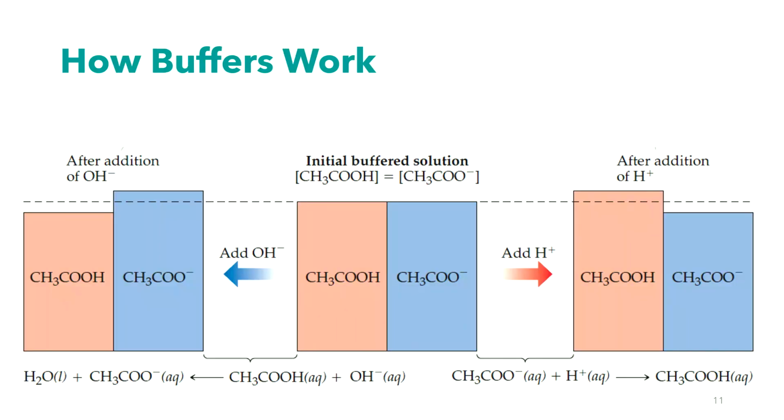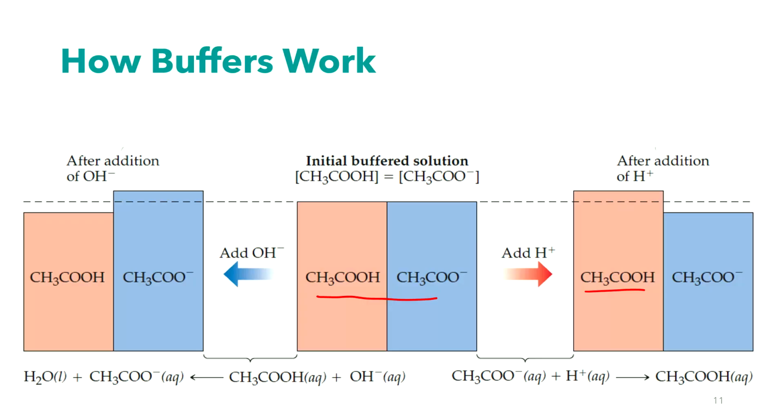So here's our starting concentration. We have both acetic acid and the acetate anion. This is our buffer in the middle, and we add OH minus. We consume a little bit of our acetic acid, and we make a little bit of our CH3COO minus. That's neutralizing the OH minus. In the other direction, our acetate anion consumes that H plus, and we wind up with a little bit more COOH, or our acetic acid, than we did before. So this is our neutralization in either direction.